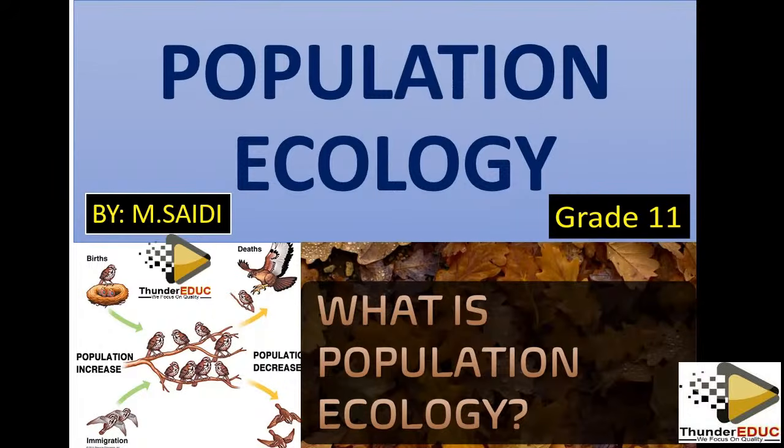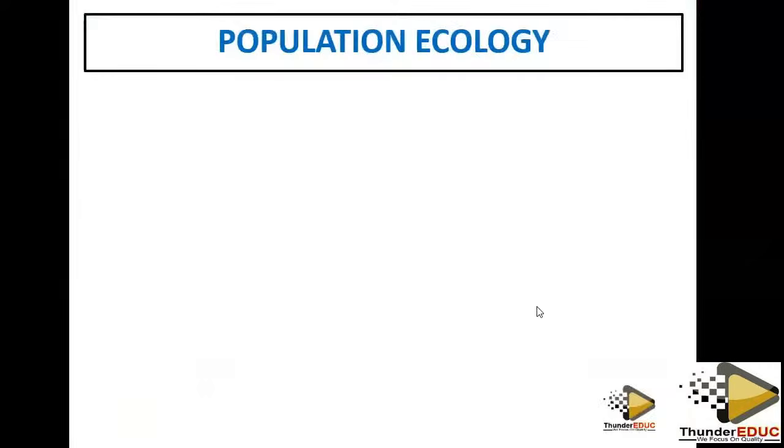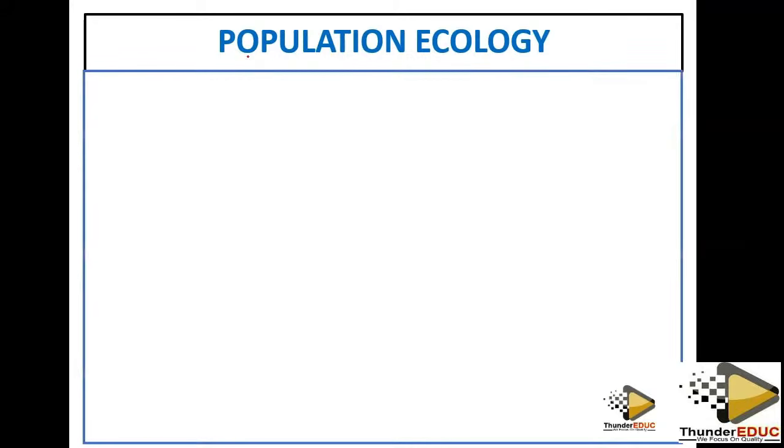So today we are going to be looking at what we call population ecology. What is involved in population ecology? Basically, when you talk about a population, you're talking about a group of organisms. These organisms must be of the same species and must be able to interact with each other so that they can interbreed to produce a fertile offspring.